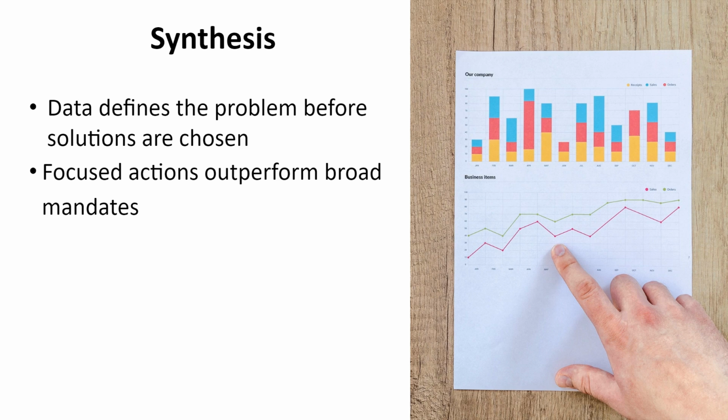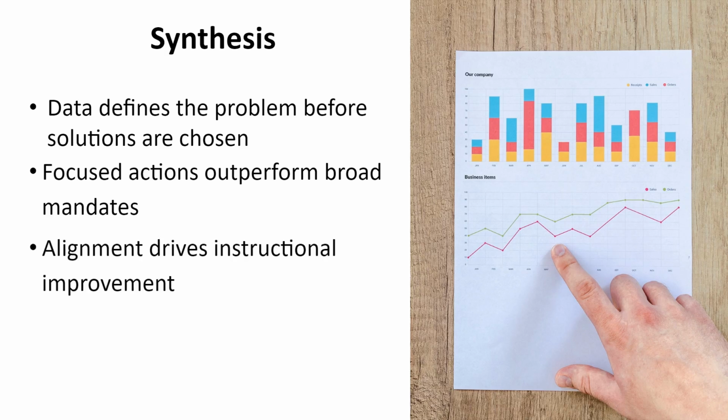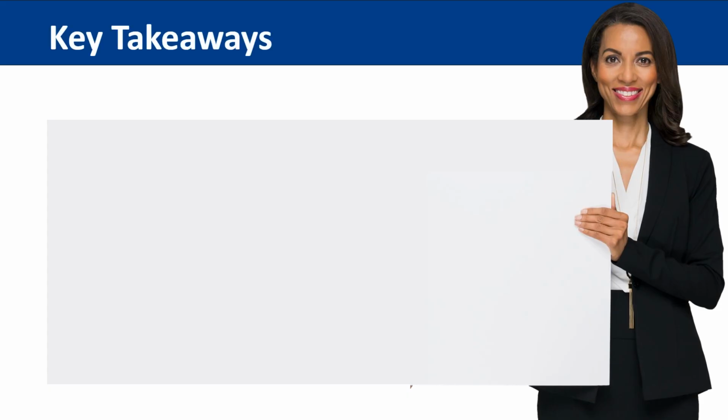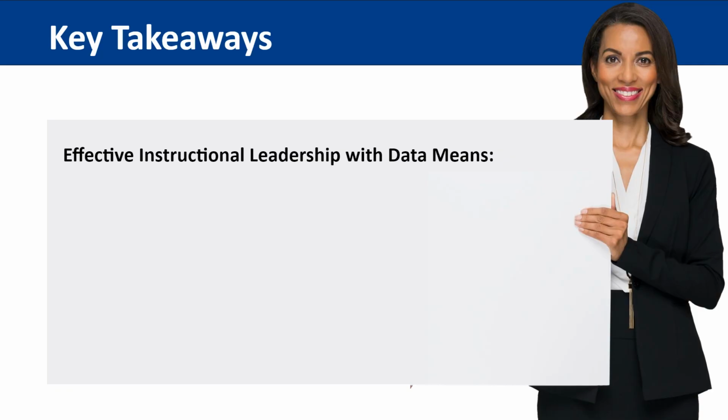Finally, this scenario demonstrates that alignment drives instructional improvement. When instructional actions align directly to the evidence, teachers receive clearer guidance, instruction becomes more intentional, and student learning improves. Together, these points reinforce how thoughtful, evidence-informed leadership leads to stronger instructional outcomes. Key takeaways. As we close this module, let's summarize what effective instructional leadership with data looks like in practice.